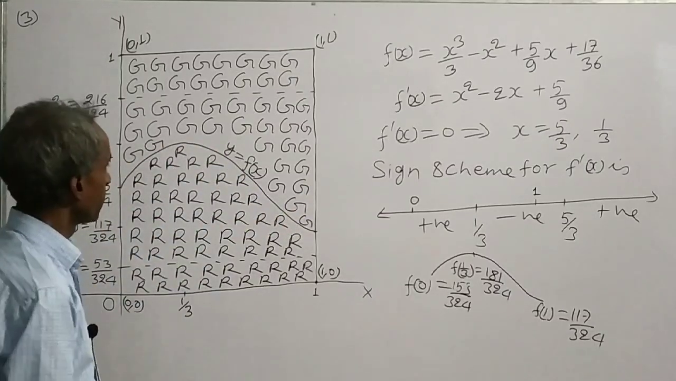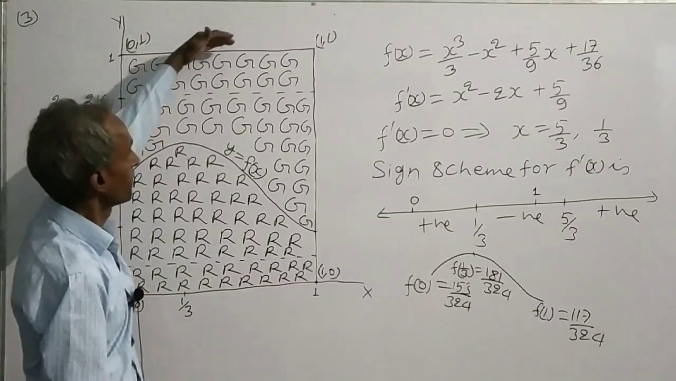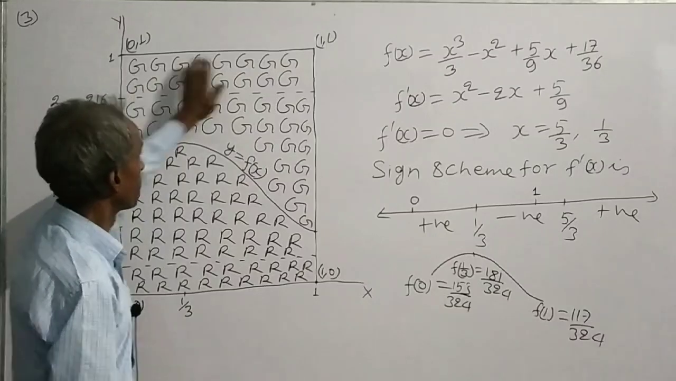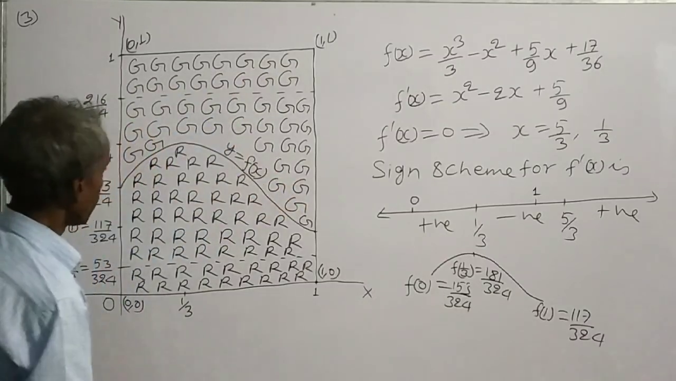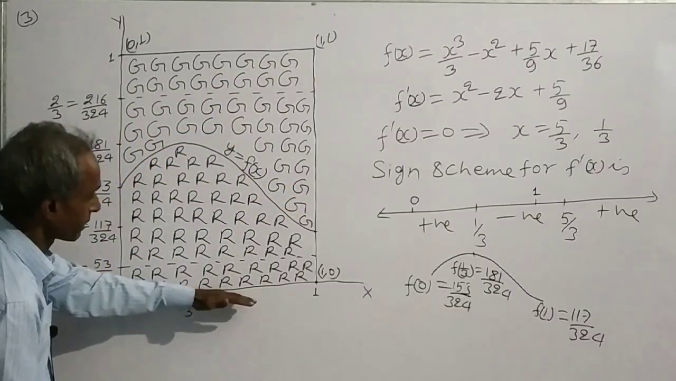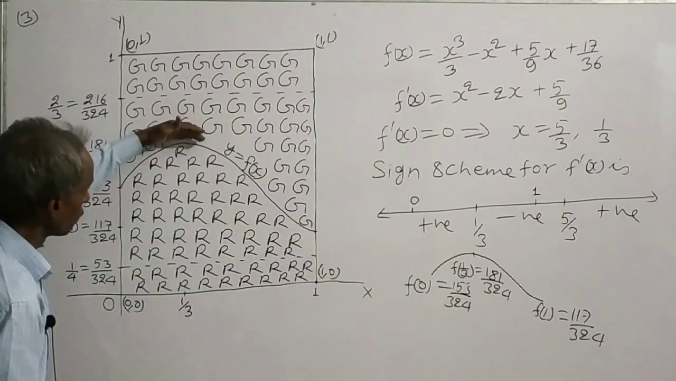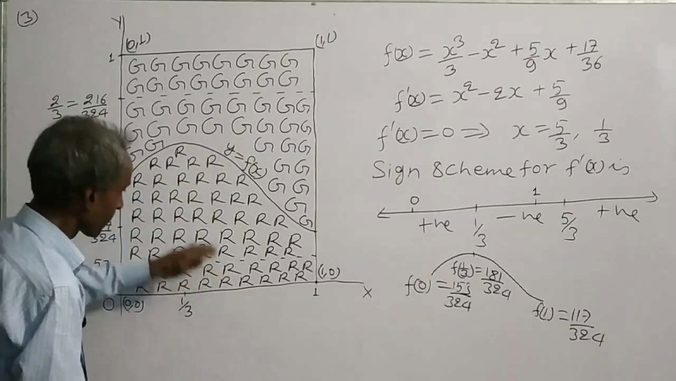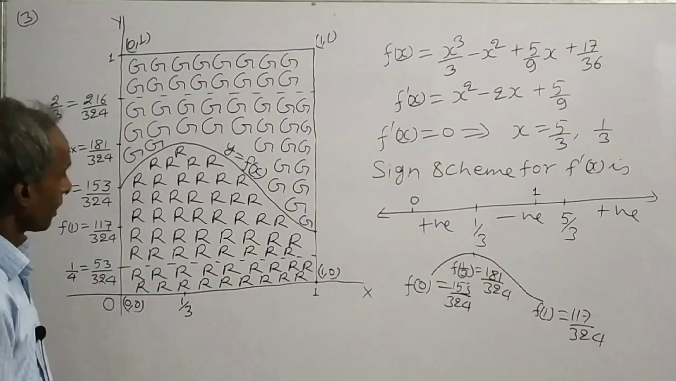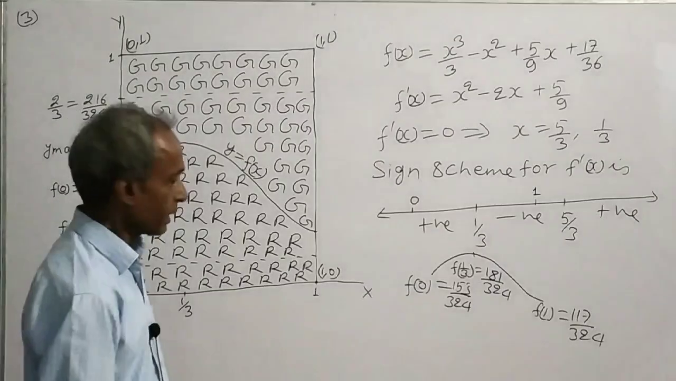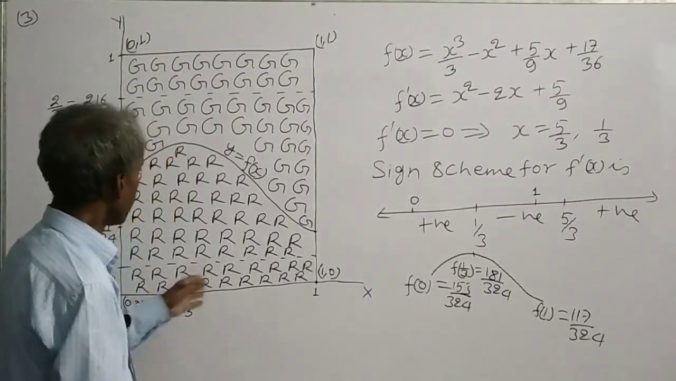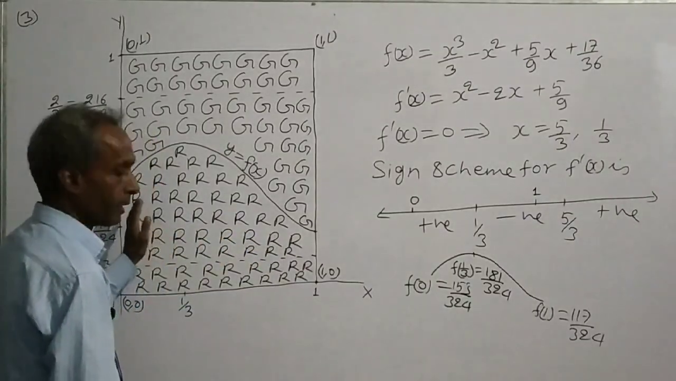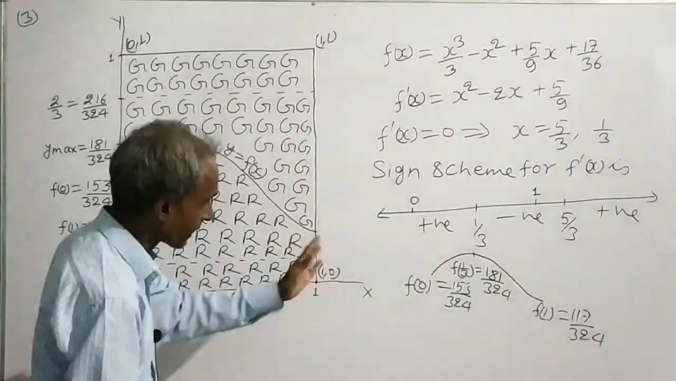Now in the question, it is given that the area inside this square but above this curve is the green region, and the area inside this square but below this curve y = f(x) is the red region. Now we want to find the area of the red region.